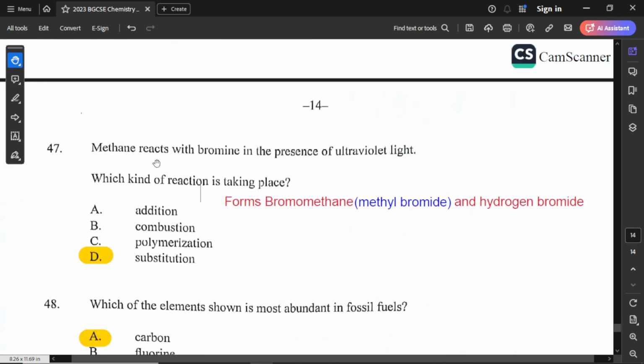47. It said methane reacts with bromine in the presence of ultraviolet light. What kind of reaction is taking place right here? Right here is a substitution reaction, because what we're going to form here is bromomethane, otherwise called methyl bromide, and hydrogen bromide. So what's going to happen is that the bromine will replace a hydrogen, and so that's a substitution reaction.